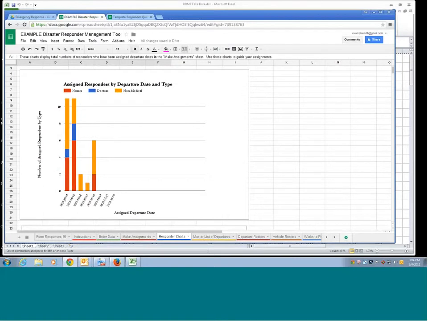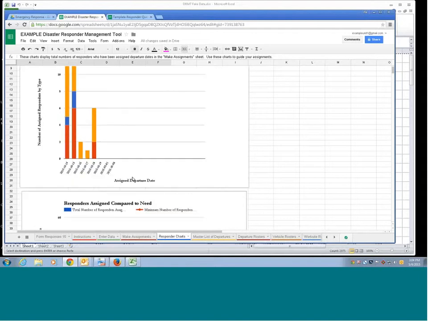So here we have all the dates that buses or vehicles are leaving, and how many nurses or doctors or non-medical people have been assigned to leave from their home at a rally point on a departure on that particular day. And so we can see that there are 6 non-medical people assigned already to leave on the 14th of October, likewise 1 doctor and 4 nurses.